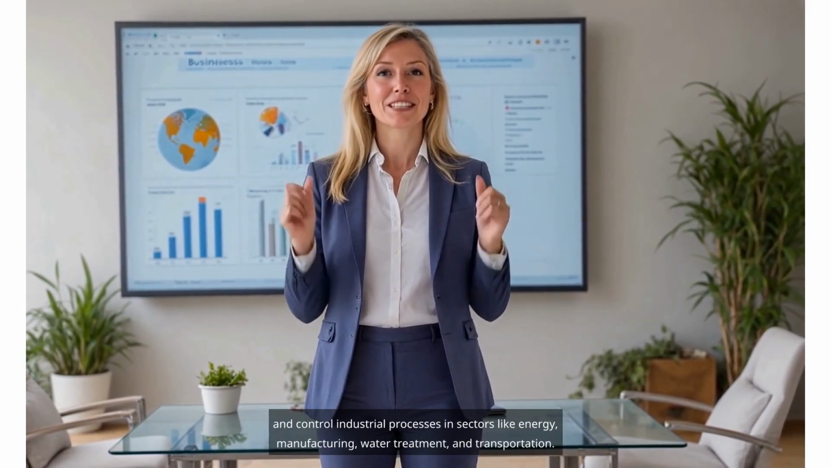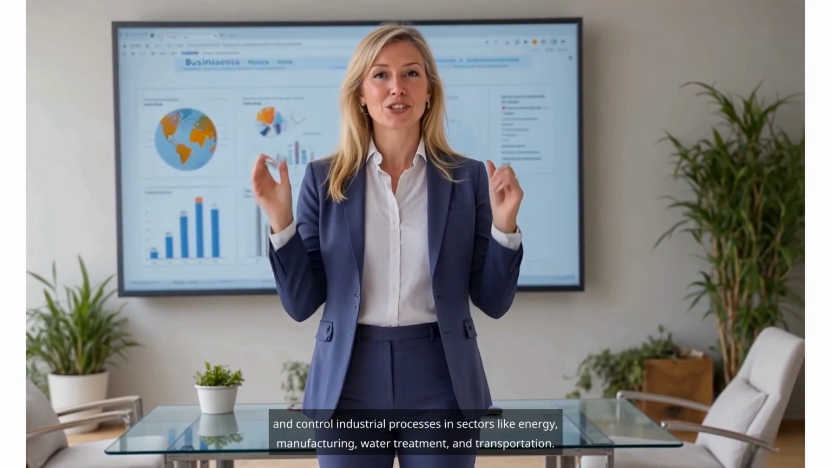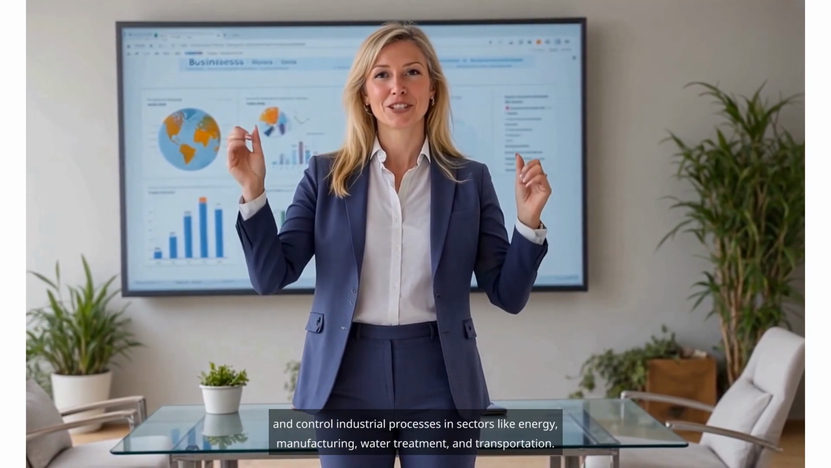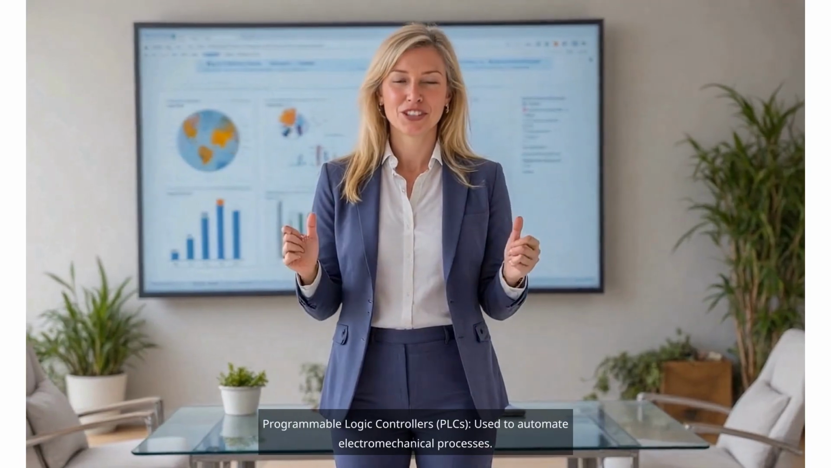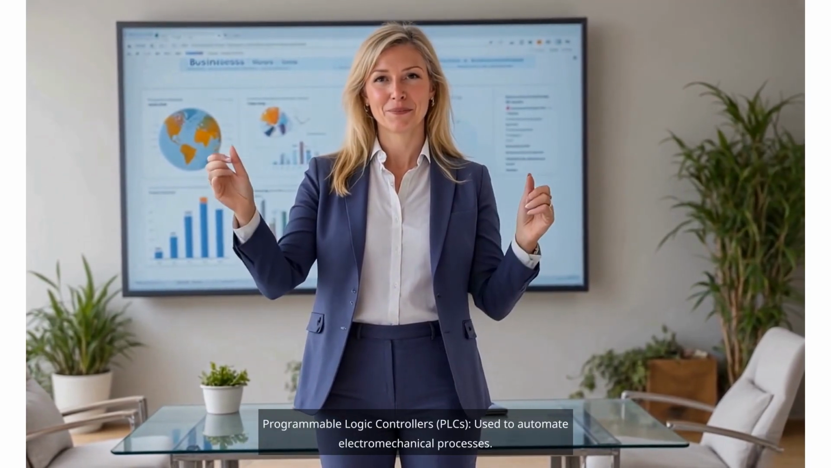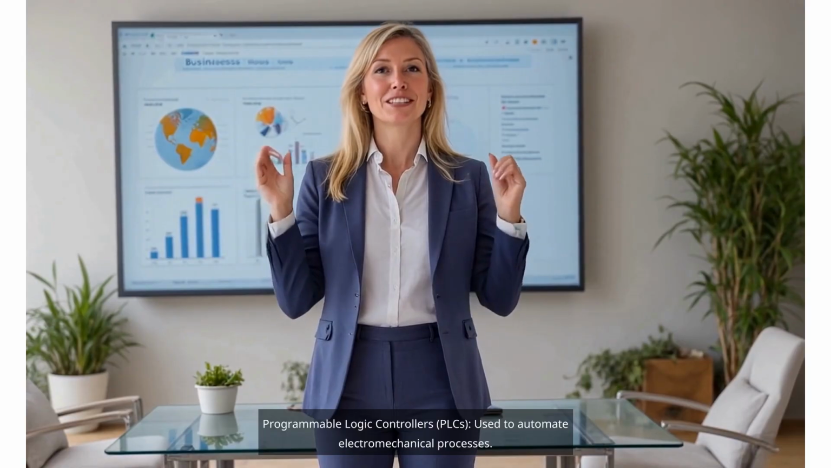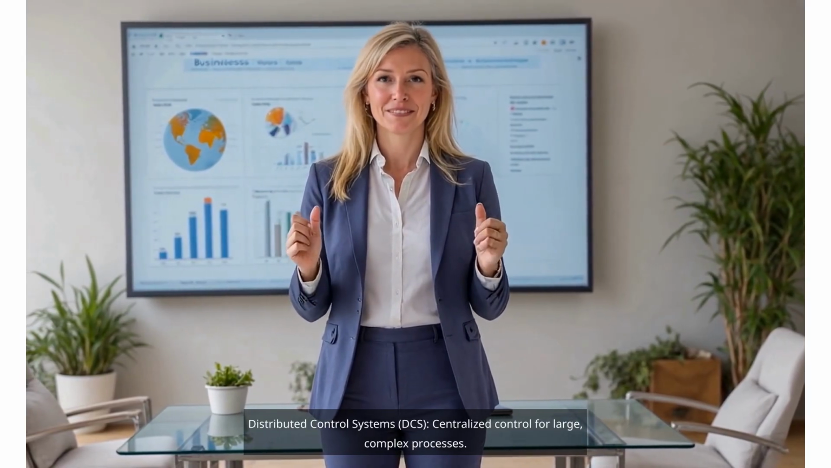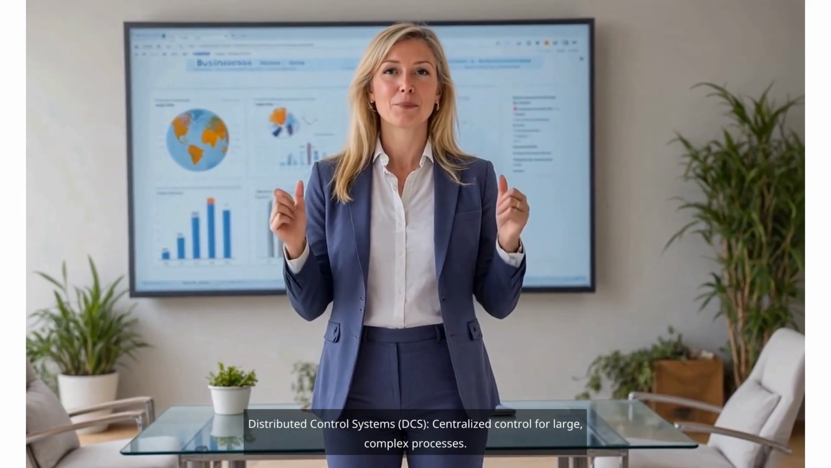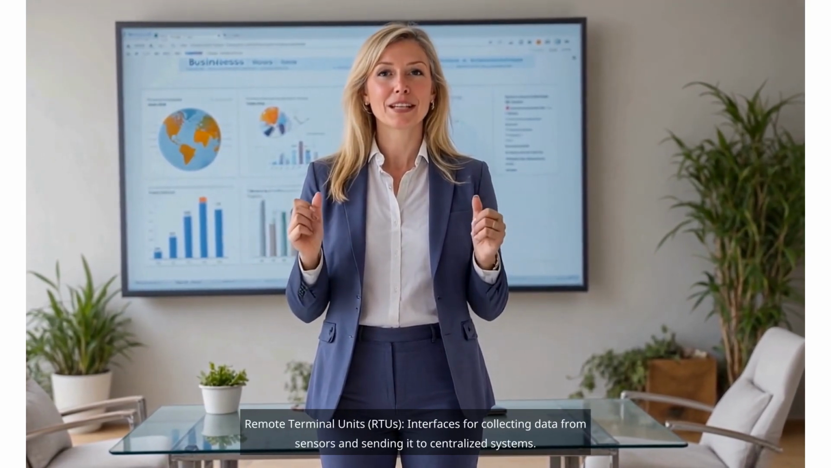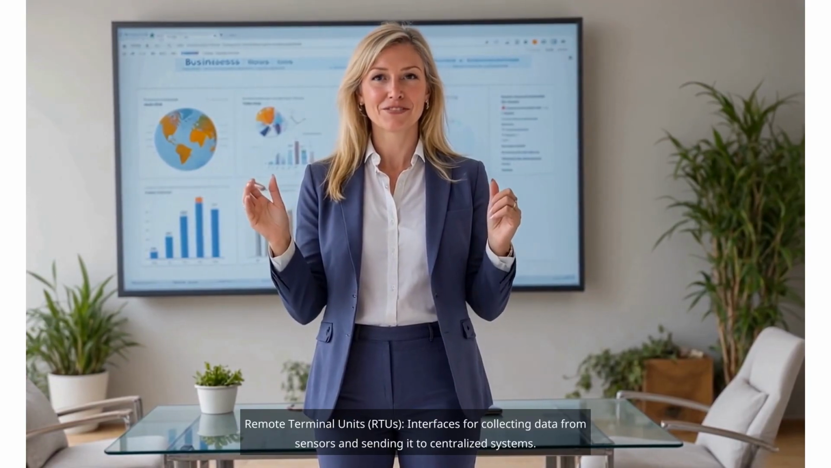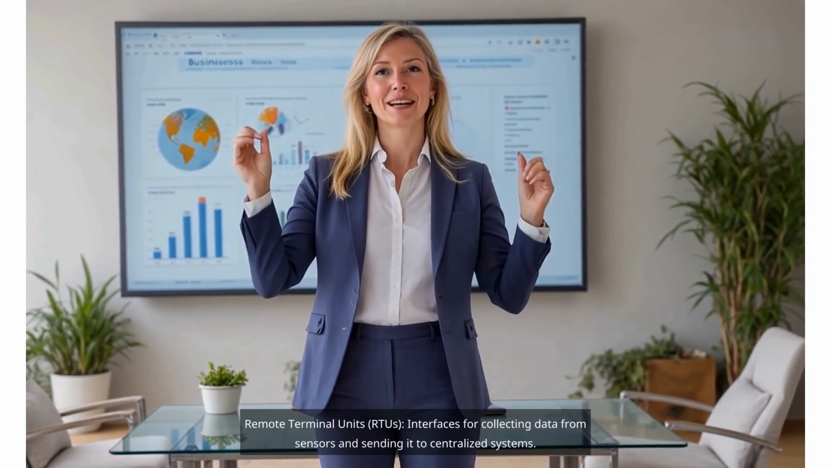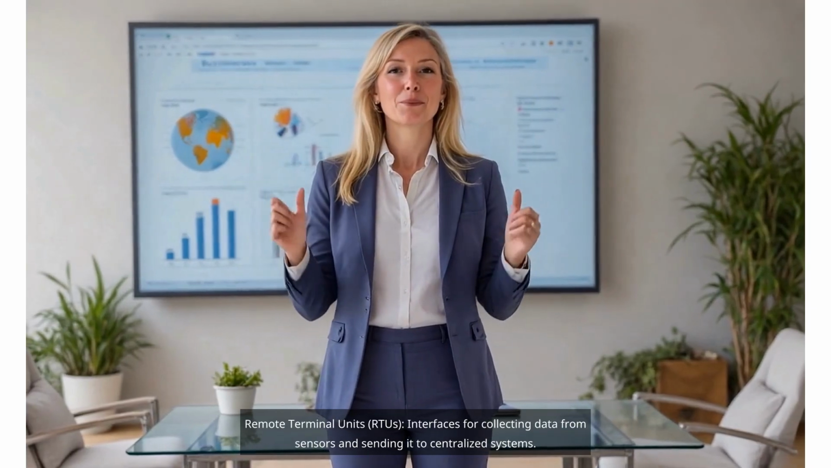Definition: ICS are integrated hardware and software systems designed to monitor and control industrial processes in sectors like energy, manufacturing, water treatment, and transportation. Programmable logic controllers, PLCs, used to automate electromechanical processes. Distributed control systems, DCS, centralized control for large, complex processes. Remote terminal units, RTUs, interfaces for collecting data from sensors and sending it to centralized systems.